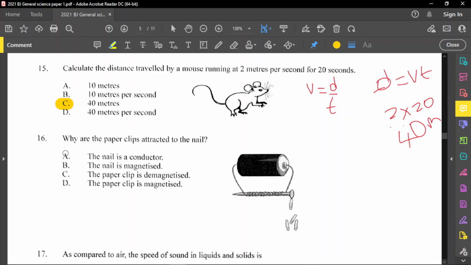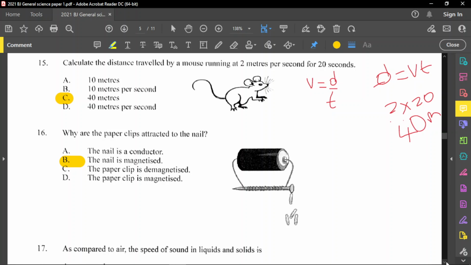So here, the nail is a conductor. That's not the correct answer here. The nail is magnetized. Yeah, B. Right off the bat there, B is the correct answer. The nail becomes magnetized. All right, let's go to question number 17.